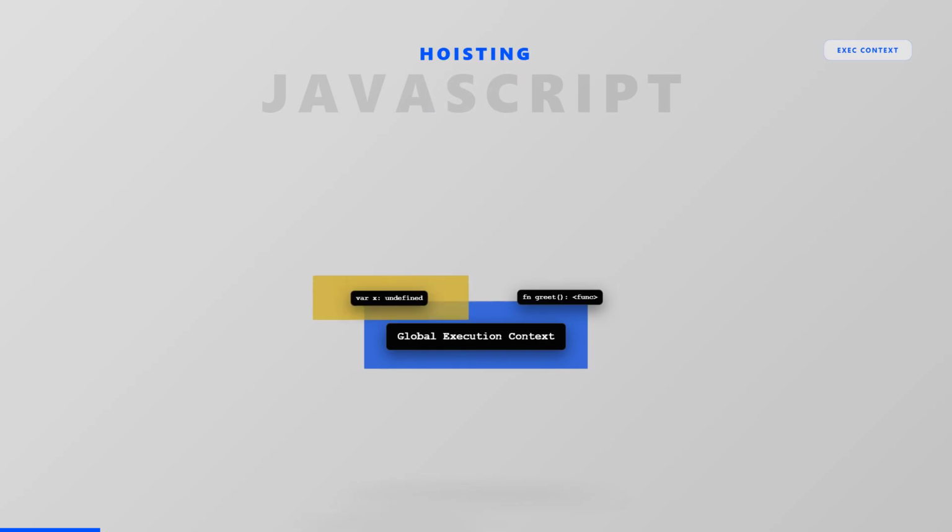Have you ever called a function before it was defined in your code and it just worked? That is hoisting. Let's look at exactly why that happens. Every time JavaScript runs a piece of code, it first creates an execution context. There are two phases, the creation phase and the execution phase. Hoisting happens during the creation phase.